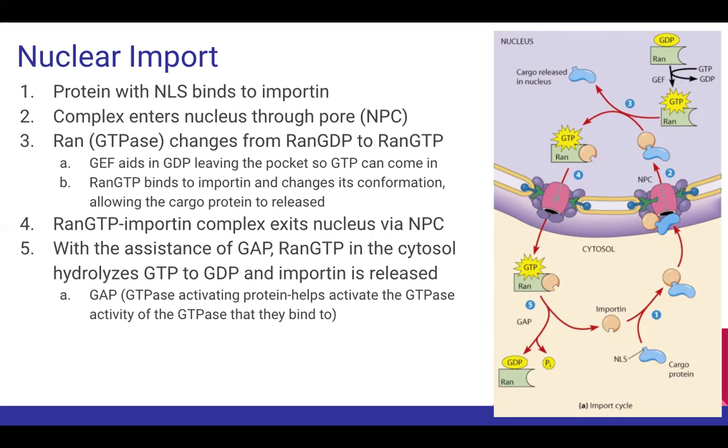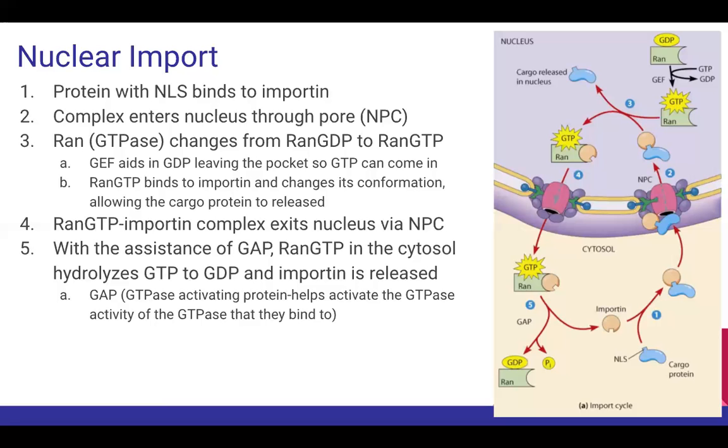So now the RAN GTP complex needs to exit the nucleus. It does that, again fully folded, through the nuclear pore complex. And now we need to release importin from the RAN GTP complex. This is done with the help of GAP. GAP accelerates the intrinsic GTPase activity of RAN. So as a result, RAN GTP will become RAN GDP, and in this process, importin will be released into the cytosol, so it can redo the process again.